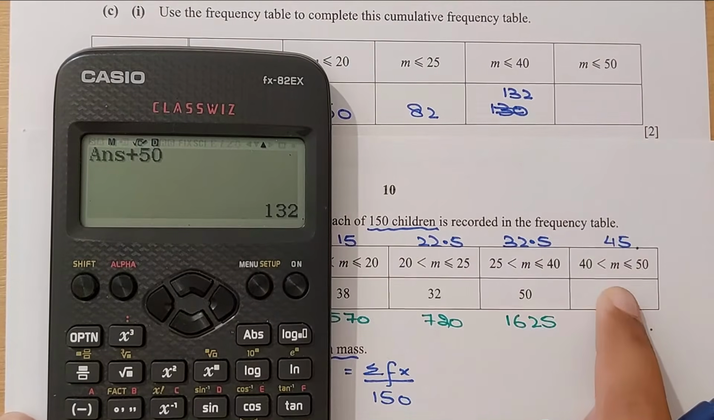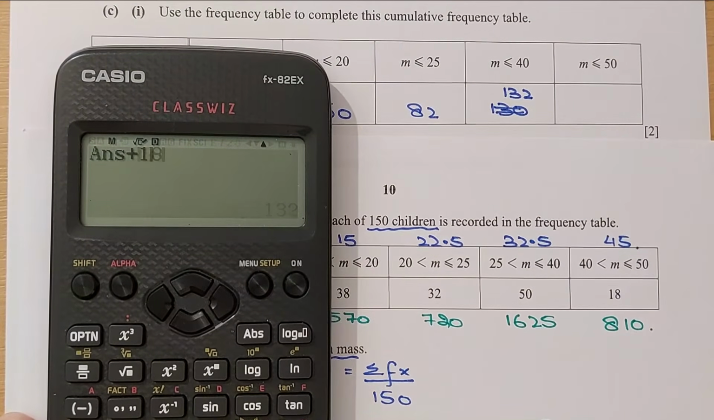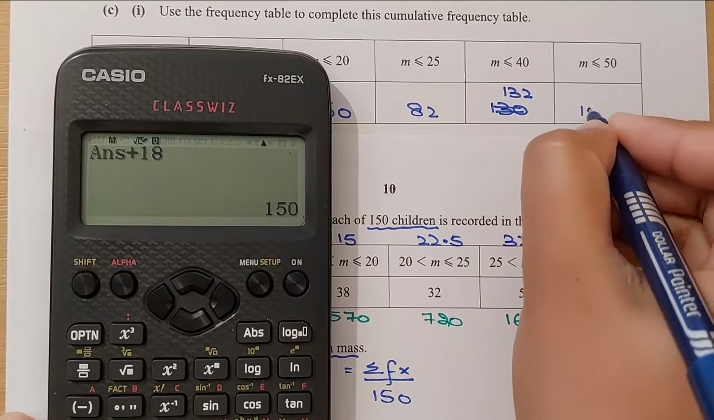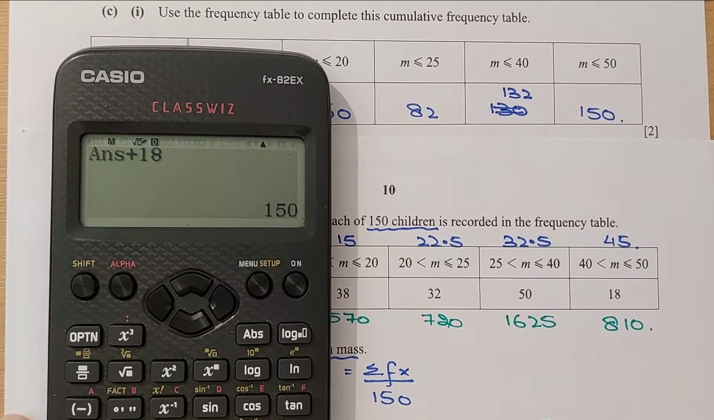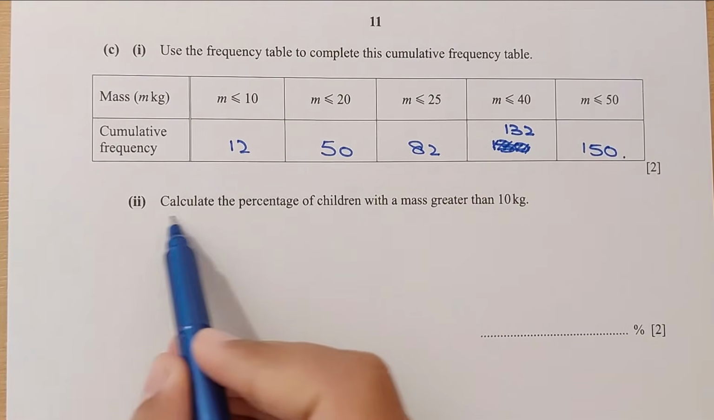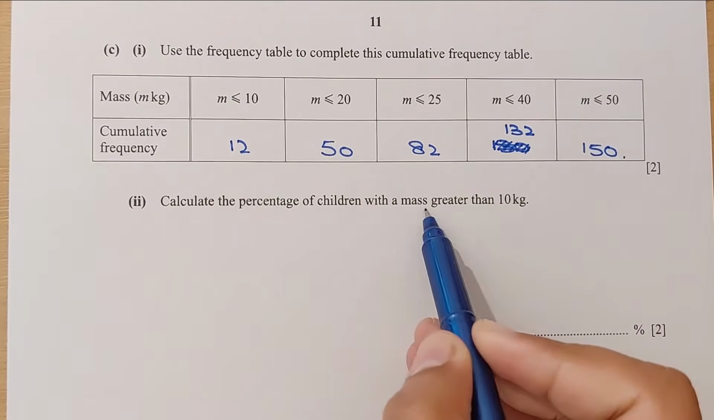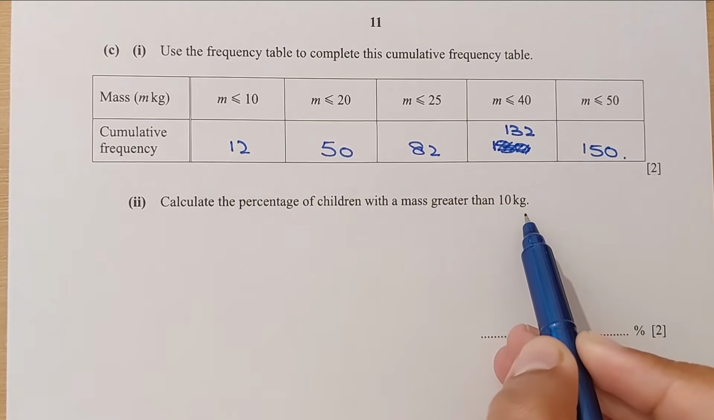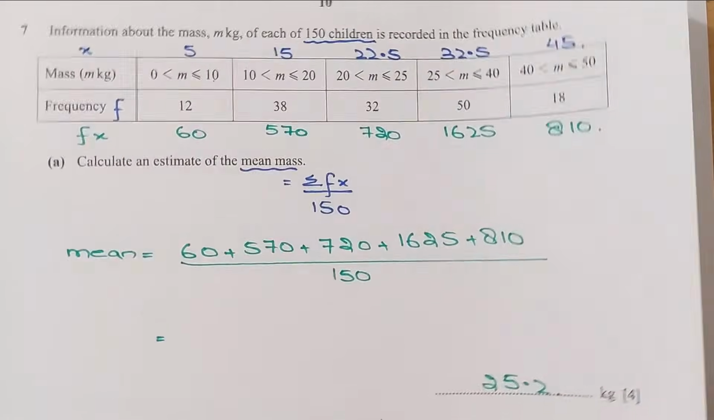Okay, less than or equal to 50, in 132 add 18, 150. So this is a cumulative frequency table. For the second part, calculate the percentage of the children with a mass greater than 10 kilograms. Okay, so look at the frequency table.